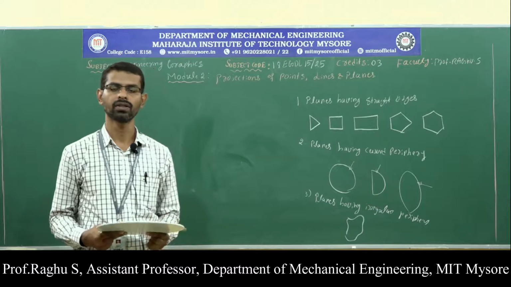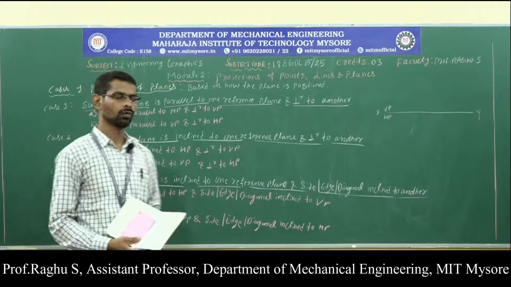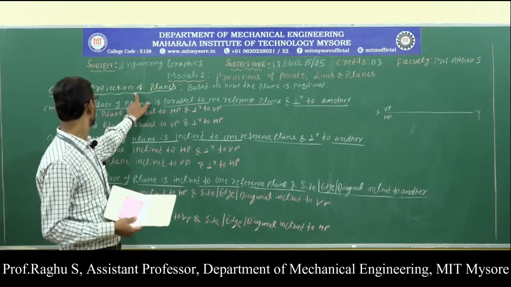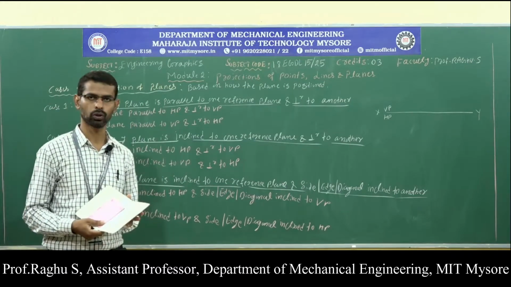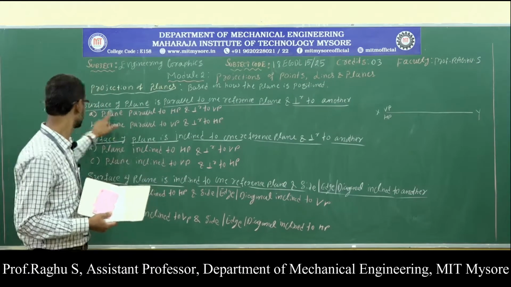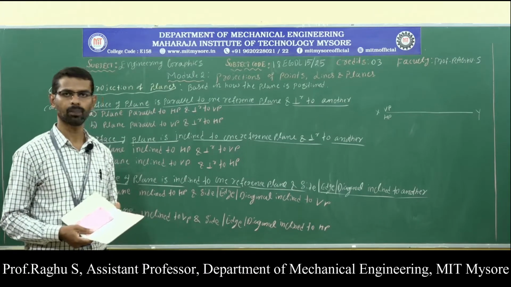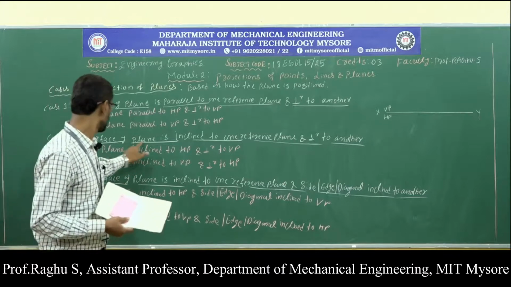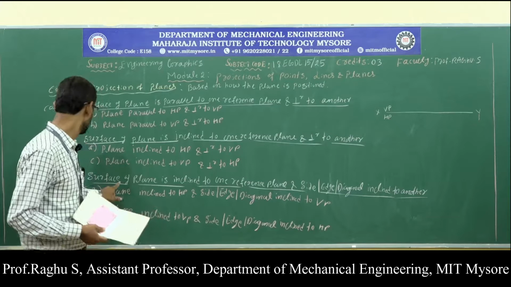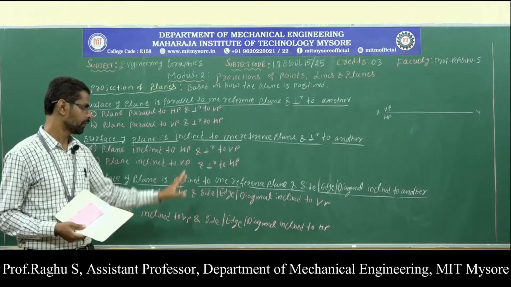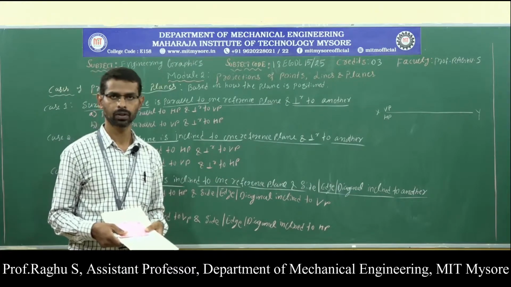Next we will discuss the different positions of lamina. Based on how the plane is positioned, we have three different cases. First, surface of plane is parallel to one reference plane and perpendicular to another. Second, surface of plane is inclined to one reference plane and perpendicular to another. Third, surface of plane is inclined to one reference plane and side, edge or diagonal inclined to another.